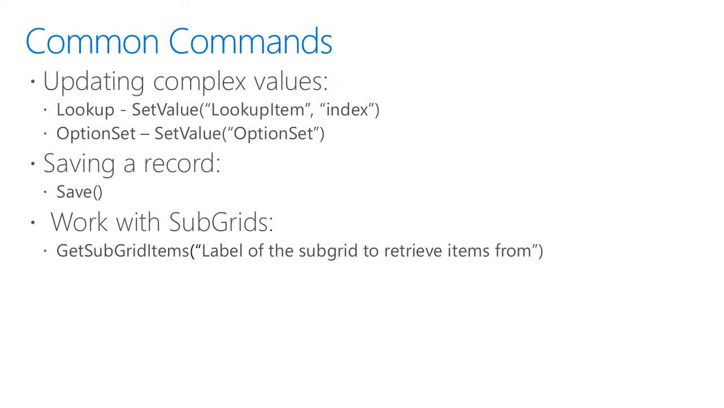Here's some common commands I find useful when designing EasyRepro tests. When updating complex values such as lookups or option sets, with the lookup you use the lookup item object, and for option set we have an option set object. For saving a record, you simply have to provide the method save. And working with subgrids, it's helpful to familiarize yourself with the getSubgridItems. For this one, it's important to know exactly what the label of the subgrid looks like so that you could pull the records correctly.